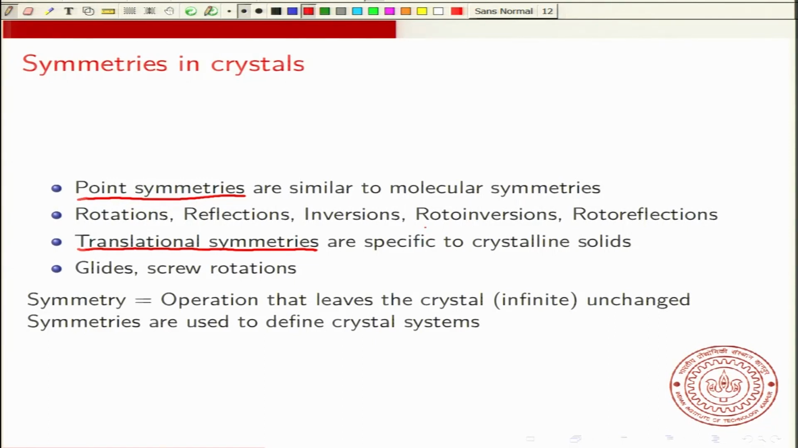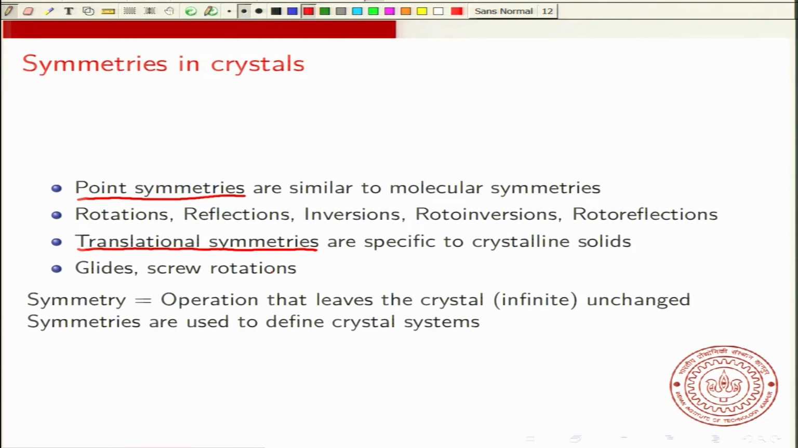The translational symmetries are specific to crystalline solids and they do not exist for molecules, and these include things like glides or glide planes and screw rotations. These are very specific and we will see these in more detail.